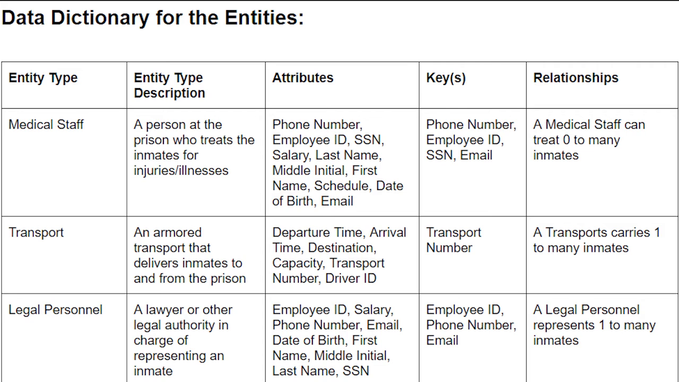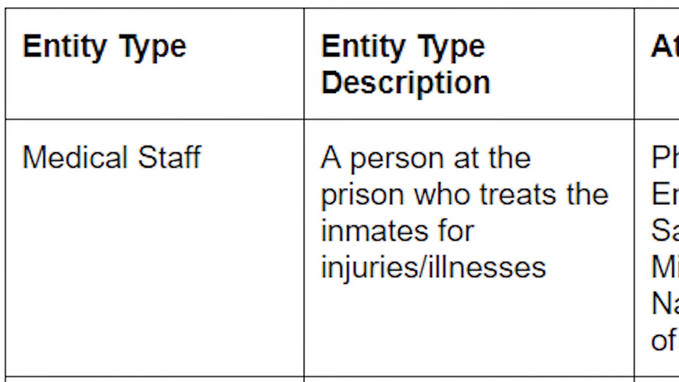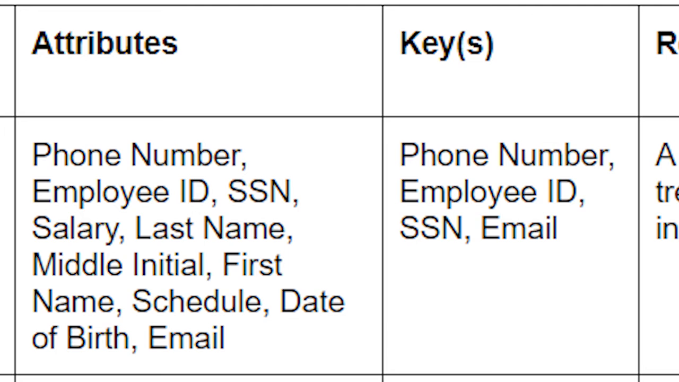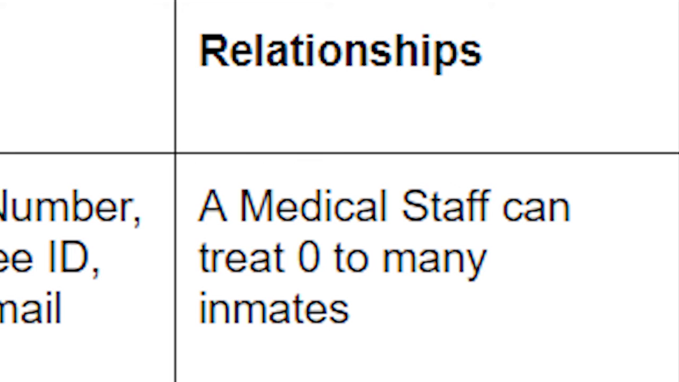The first entity type on our list is the medical staff. This is personnel who treat inmates for injury or illness. The attributes we have assigned for medical staff include phone number, employee ID, social security number, salary, last name, middle initial, first name, schedule, and date of birth. The keys include phone number, employee ID, and social security number. The relationship described by this entity is 0 to many, and shows us that any medical staff can be working on no inmates up to multiple inmates.